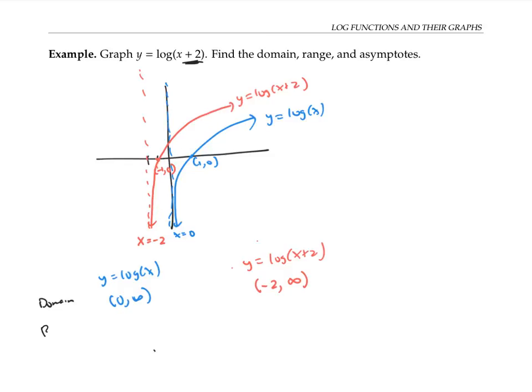My range was originally from negative infinity to infinity. Well, shifting left only affects the x values, so it doesn't even affect the range. So my range is still negative infinity to infinity. My vertical asymptote was originally at x equals 0, and since I subtract 2 from all my x values, that shifts it to x equals negative 2.